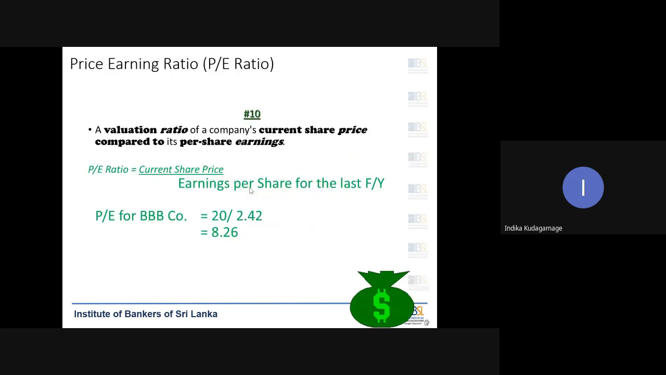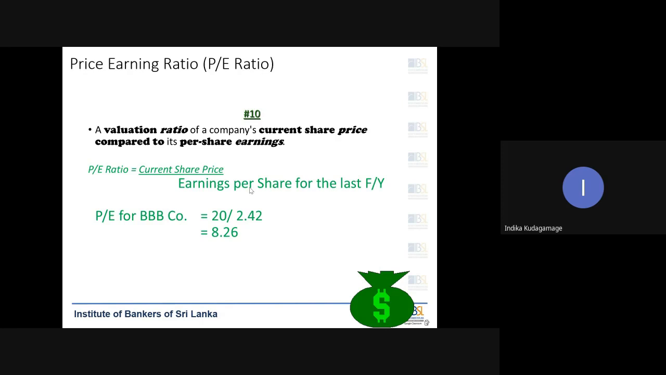The price earning ratio is a valuation ratio of the company's current share price compared to the per share earning. Per share, I am earning this much, whereas the market value of the share is this much. It is the current share price divided by earnings per share. So I have 8.26 here. That means the market value is much higher than the earnings per share.